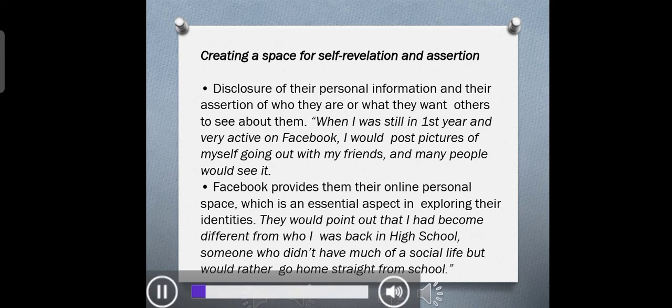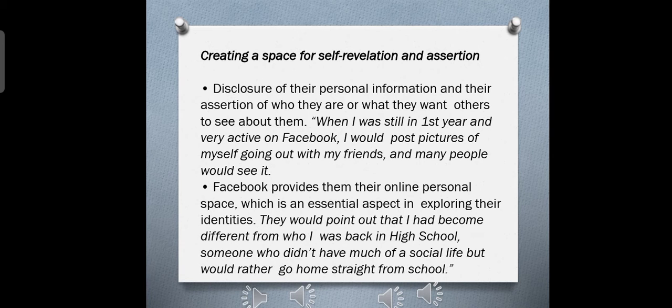Creating a space for self-revelation and assertion. Disclosure of their personal information and their assertion of who they are and what they want others to see about them. For example, when I was still in first year and very active on Facebook, I would post pictures of myself going out with my friends and many people will see it.